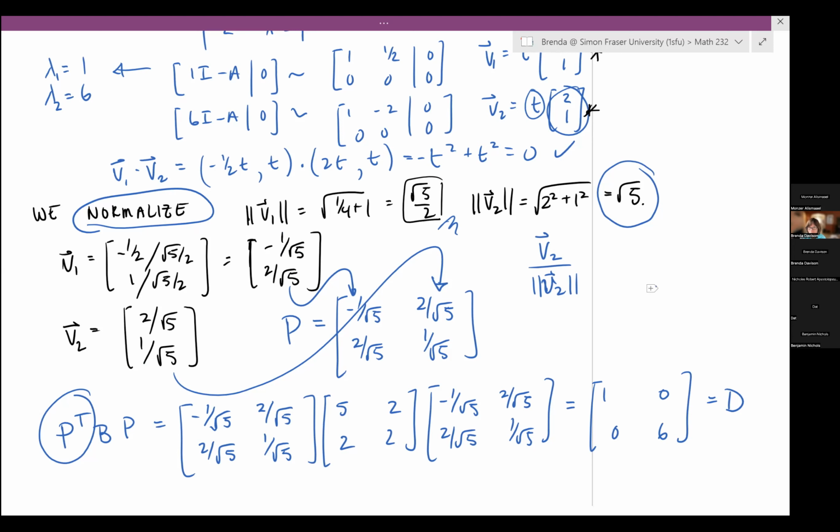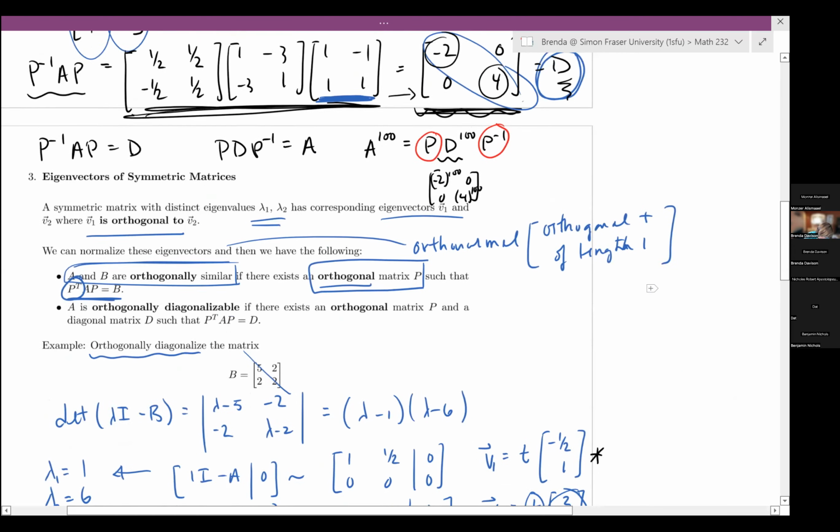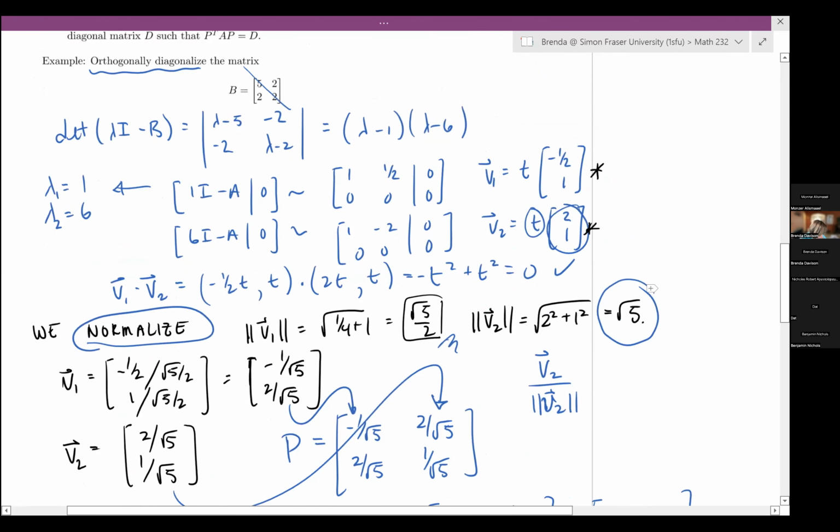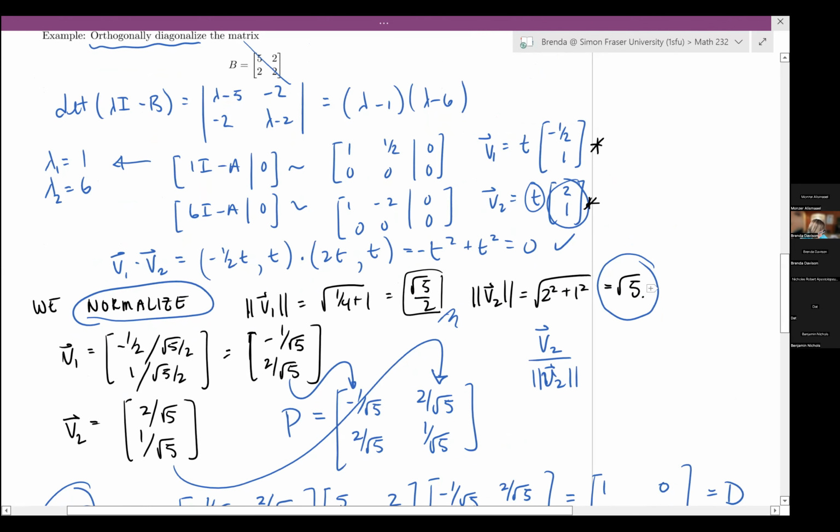Why did you use the transpose instead of the inverse? Now, if you use the inverse, you'll get the same thing, but you'll waste a lot of time calculating it. You can always use the inverse because that works for every matrix. But for symmetric matrices, that's the transpose. So it's a much nicer situation. Okay, so that is the diagonalization of a symmetric matrix.